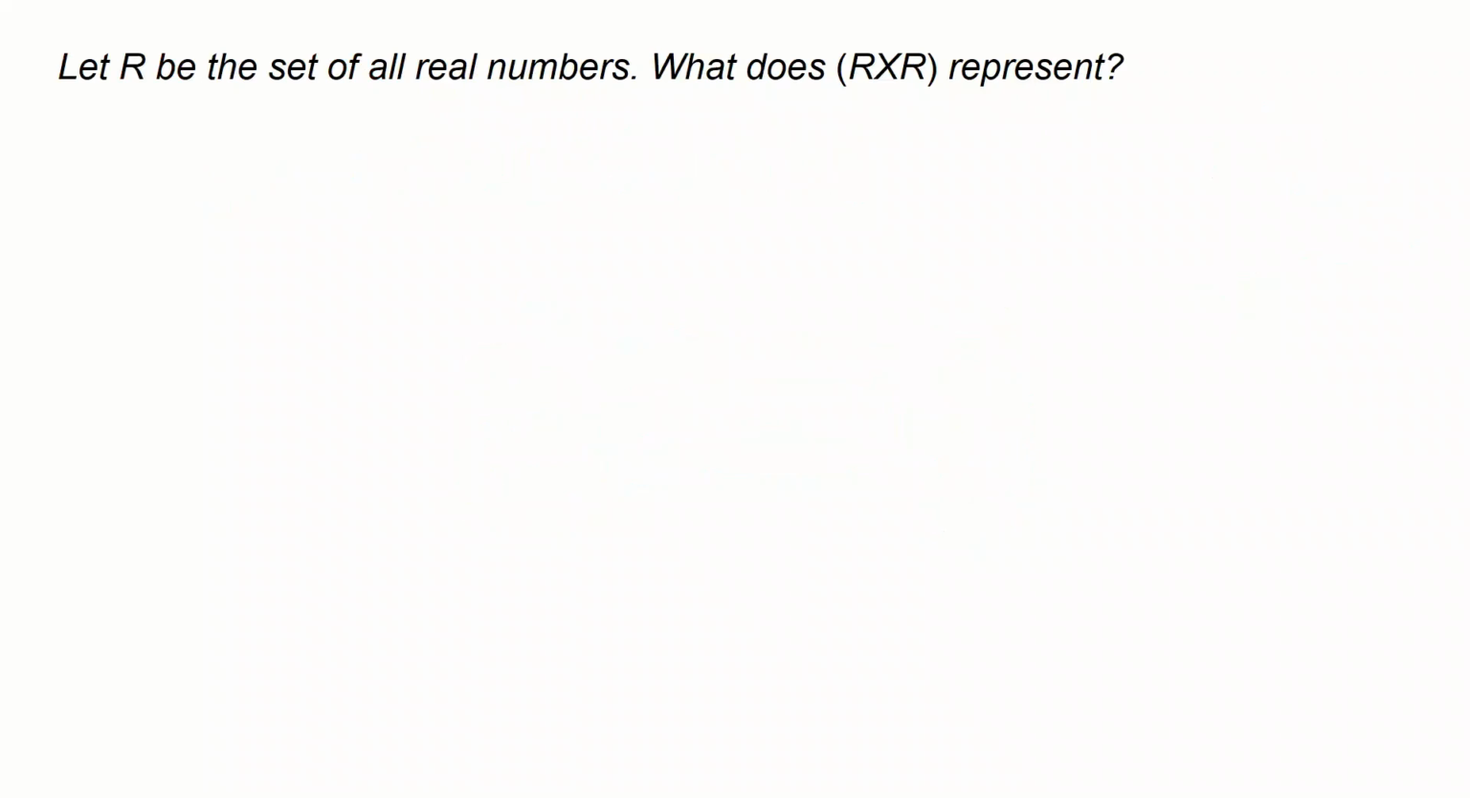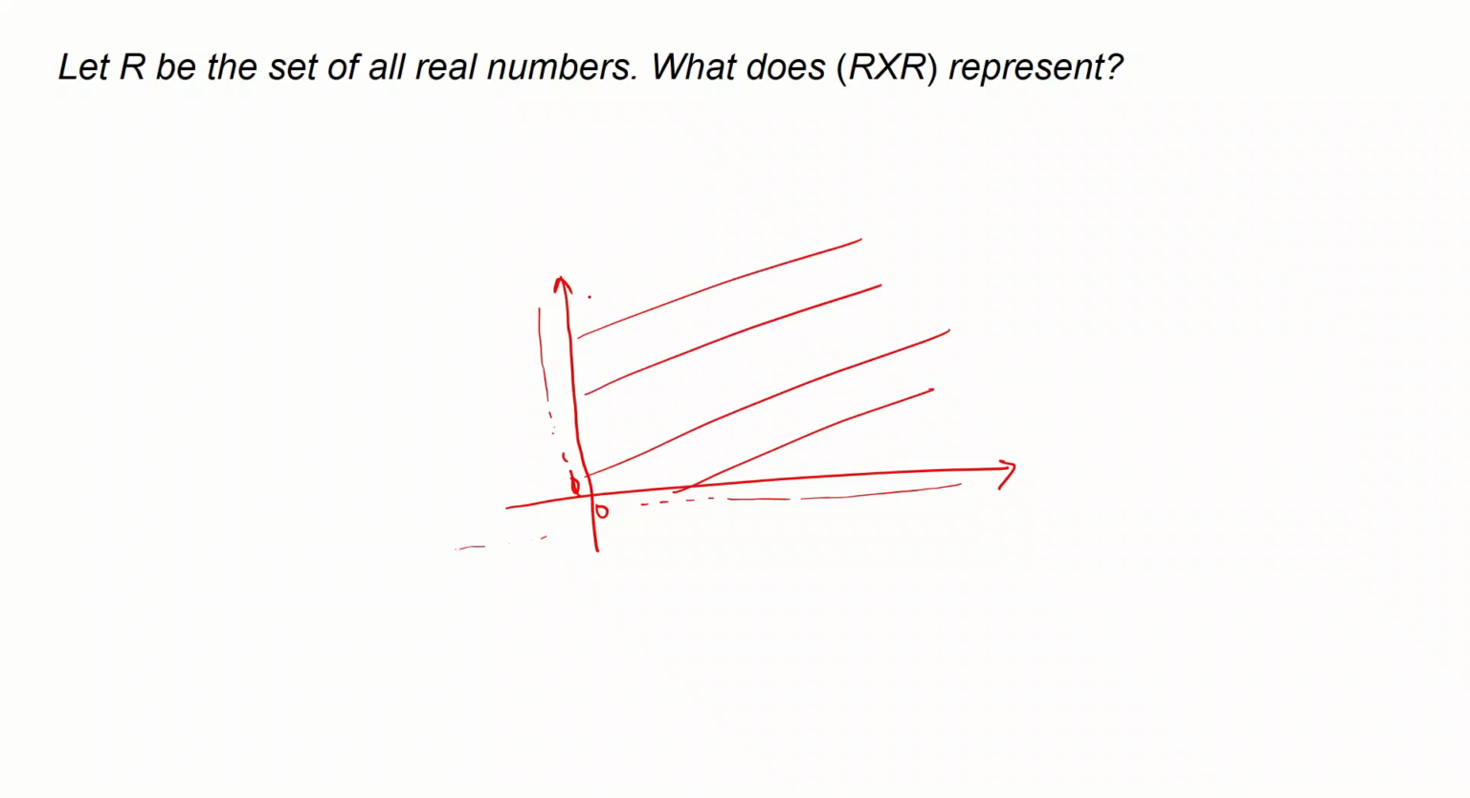Let R be the set of all real numbers. Then what does R cross R represent? Suppose this is the real line. We are having 0, 1, 2 and all the numbers over here and negative numbers over here, and assume that this is also the real line. So we are also having 0, 1, 2 and so on in both the directions. So what do you think this entire plane R cross R will be? R cross R will be this entire plane, right? Because you are taking the Cartesian product of this entire set.